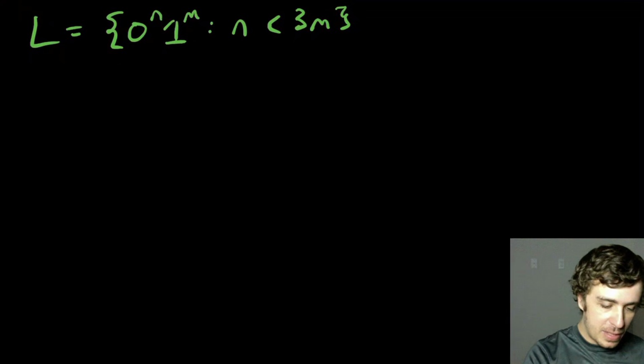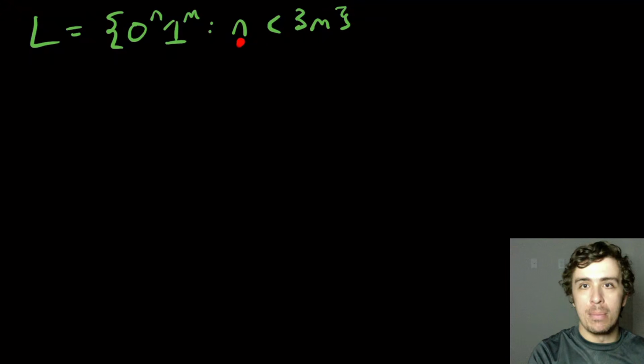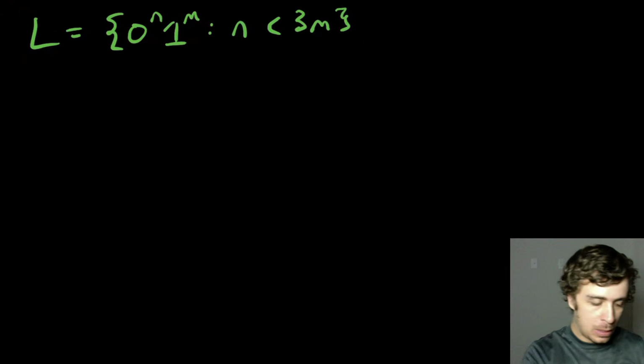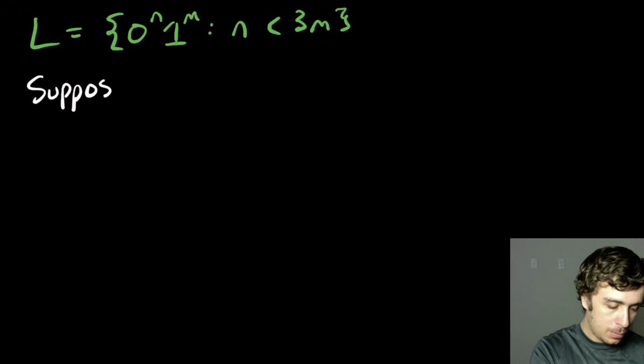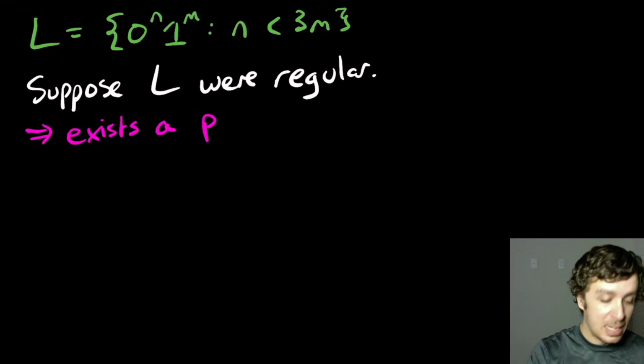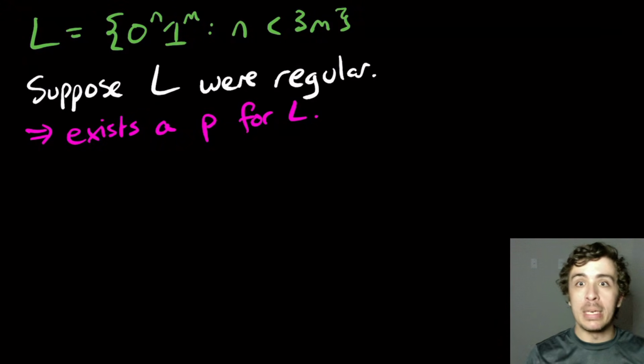All right, so let's prove that this language, 0 to the n, 1 to the m, where n is strictly less than 3m, is not regular. So this turns out to be a very standard proof. So let's suppose that L were regular. Then by the pumping lemma, there exists a pumping constant P for this particular language L. So now what we need to do is pick a string that is in that language L and has length at least P.